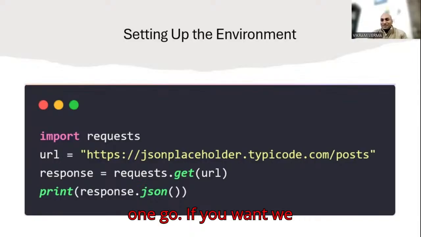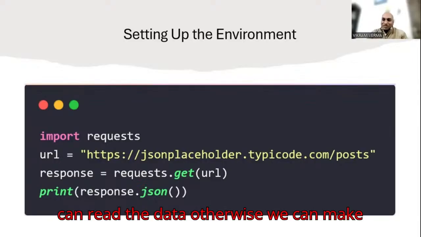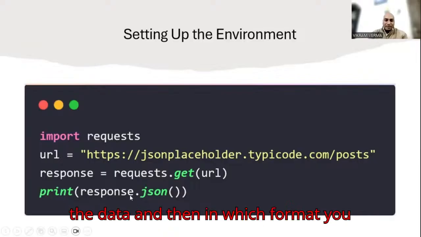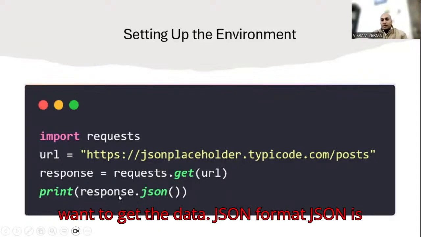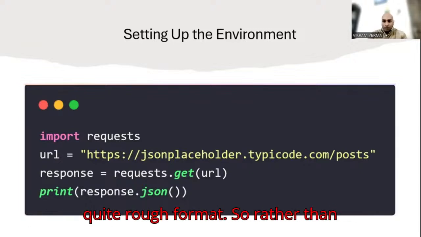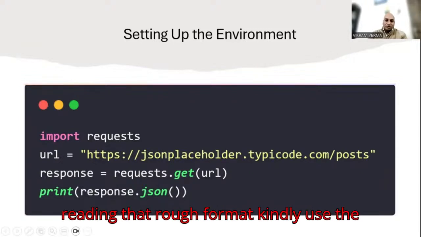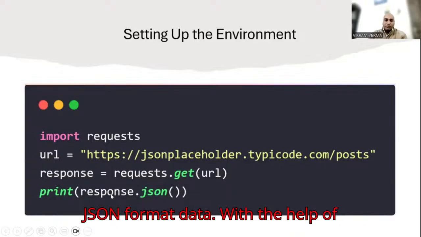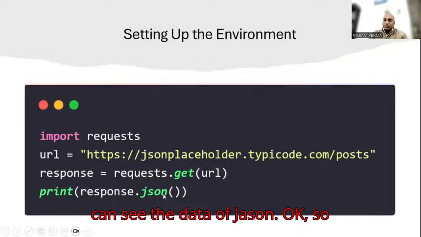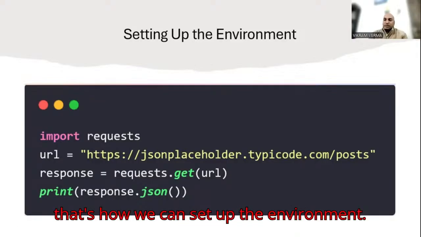If we want, we can read the data. Otherwise, we can be happy that we were able to get the data. In which format do you want to get the data? JSON format. JSON is quite popular, otherwise the data is in quite a rough format. So rather than reading that rough format, kindly use JSON format. With the help of the json method of the response, we can see the JSON data. So that's how we can set up the environment.